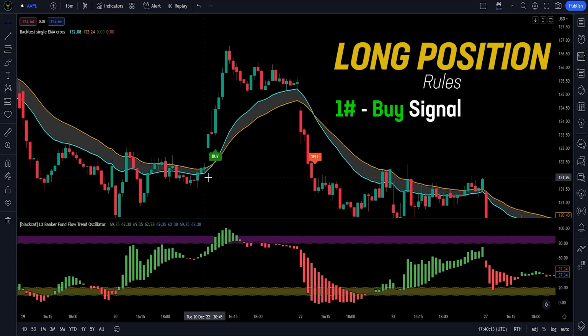Rule number 1, buy signal. Like I mentioned previously, our first indicator adds these buy and sell signals, and also these EMA lines. This rule is the easiest one to follow, but also the most important one, because without a buy signal we can't go any further into our strategy, so that's why this is our first rule. As you can see, our signals are created at the exact position where our EMA lines cross each other. We will use this location for our stop loss, but more about that later.